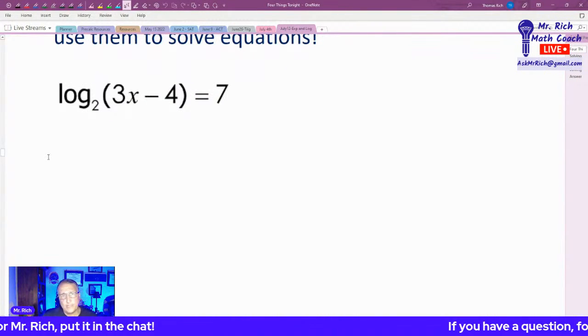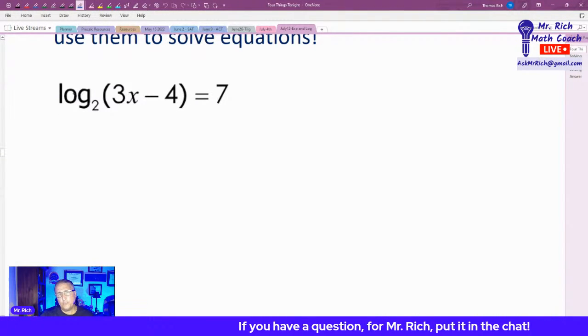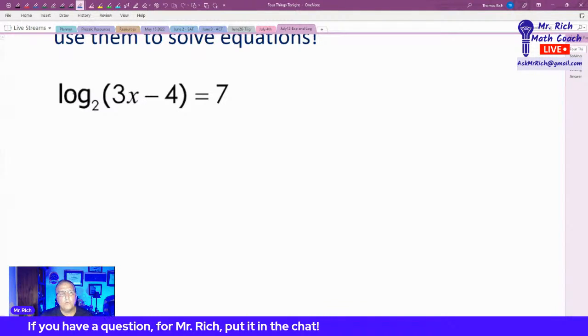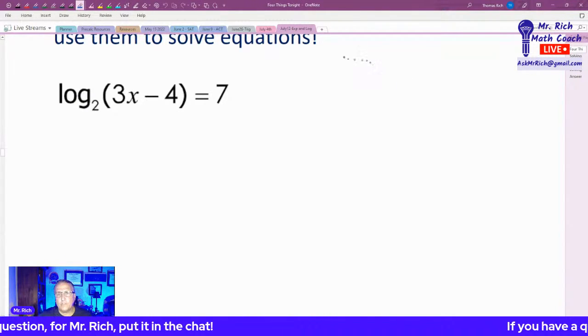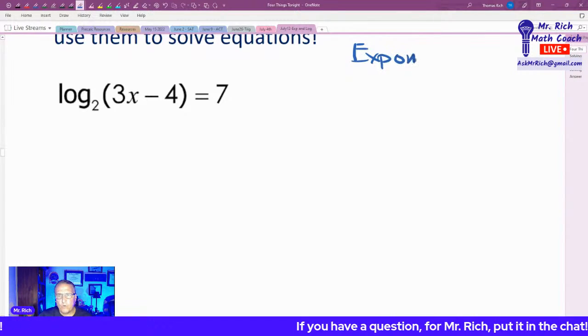Okay, every logarithm has a base. If there is no base and it's just log, it's an assumed base 10. This is a log base 2. So what I'm going to do is something that's called exponentiate. That's not a word.